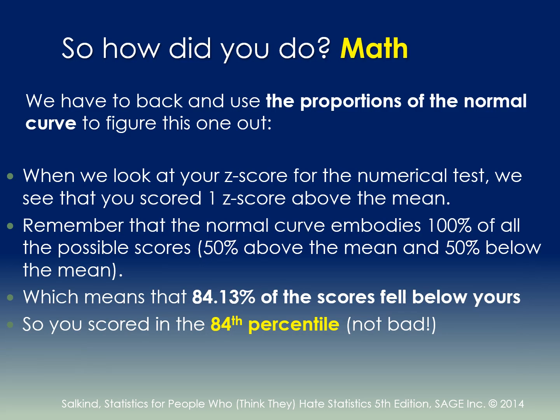So how did you do compared to everybody else in the class? Like I said before in the previous slide, we can actually work out your percentile, right? Or how many people fell below you, how many people fell above you, if we know what your z-score is. And so we see that because you scored one z-score above the mean, that means that 84.13% of all the other scores fell below yours.